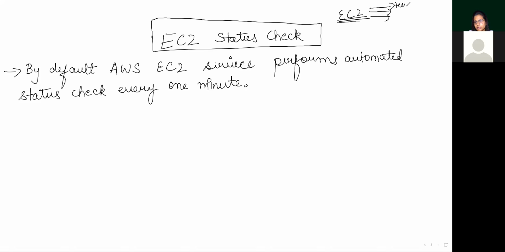One is terminated, one is stopped, and one is active. Okay, so what AWS will do, continuously in every 1 minute they will see in which state your AWS EC2 is. So in every 1 minute they will check the status of your EC2, and this is very much automated. You don't have to do anything, they will automatically do it.